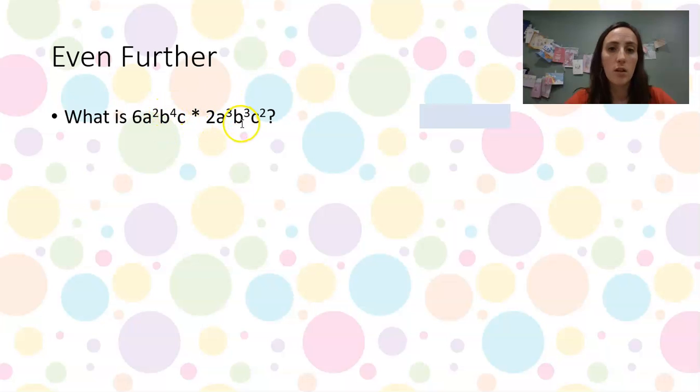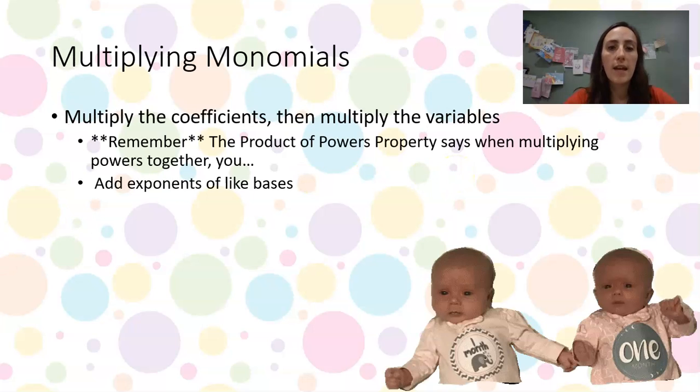B to the 4th, b cubed gives us b to the 7th. And c times c squared, remember this is really c to the 1st. So c to the 1st times c squared is going to give us c cubed. So with that, Brooke and Sophia are reminding us that multiplying monomials means we're going to multiply the coefficients, then we're going to multiply the variables.